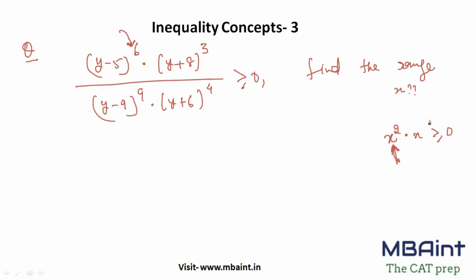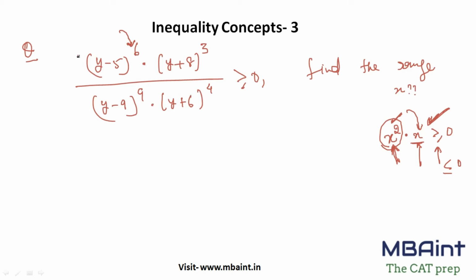So my inequality sign depends on what? The value of x. This part is anyway going to remain positive all the time, so the sign here will be impacted by this x. If I have a negative x, then things will turn different. If I have a positive x, then the sign remains the same.